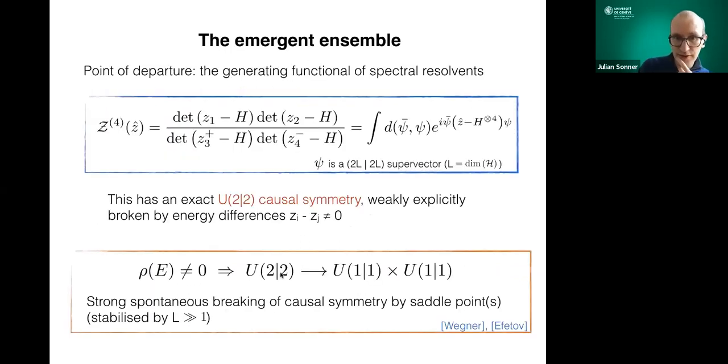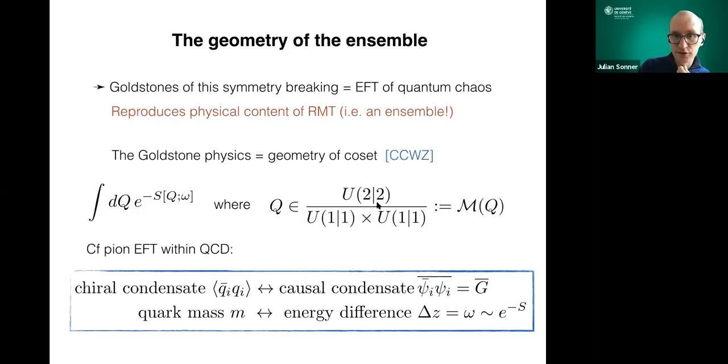I remind you that we had this U(2|2) broken to U(1|1) times U(1|1). So the coset is going to be U(2|2) divided by U(1|1) times U(1|1), and that will be the target space of my nonlinear sigma model. Again, let me be clear here: the comparison with the pion effective field theory within QCD is actually very useful and is a very close comparison.